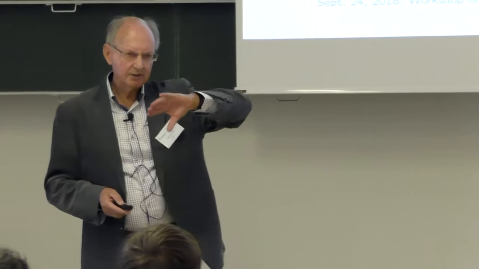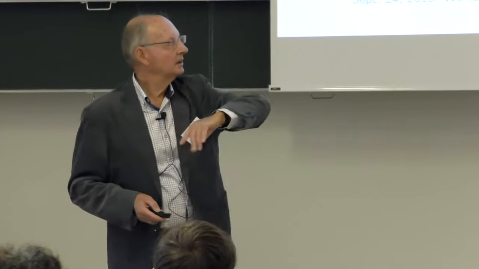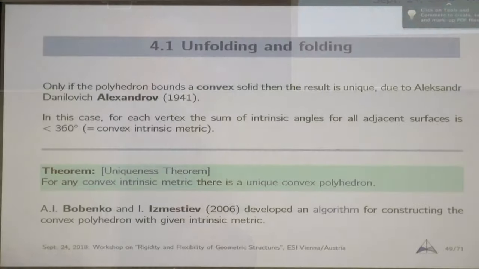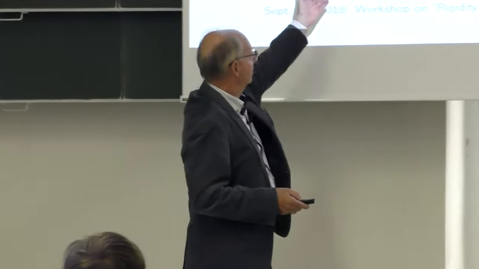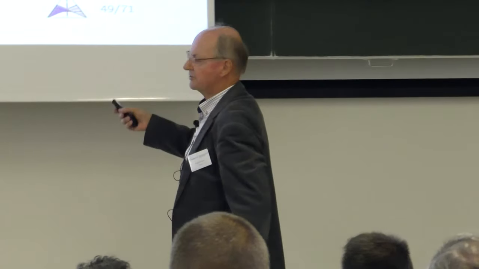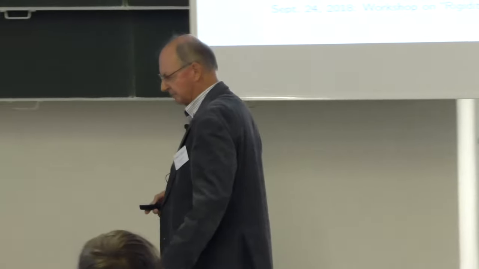So I was speaking about the reverse way from the development back to the spatial form. And due to Alexandrov, we know that if the spatial form is convex, then for each convex metric, there is a unique convex counterpart. And convex metric means that at each vertex, the sum of intrinsic angles of adjacent surfaces is less than 360 degrees. This is the famous uniqueness theorem, and we got an algorithm by Bobenko and Izmestiev, which really constructs this corresponding spatial form.